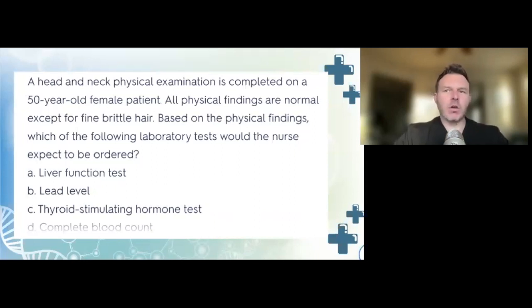A liver function test is what we'd expect if someone was jaundiced or had heavy alcohol abuse or use. And CBC is not really indicated in this situation. There's also nothing that leads us to think it's lead poisoning or anything like that. So the correct answer again is C.